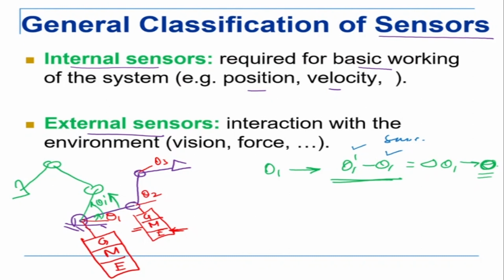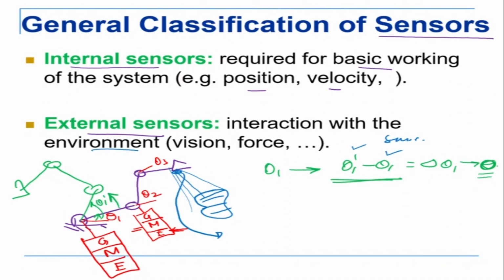External sensors are required for interaction with the environment. For example, if there is an obstacle here, I need some kind of sensor which is going to tell me the distance from the end effector to this obstacle, so that it can avoid the obstacle and go like that. These are for interaction with the environment and are called external sensors. They can be vision, distance, force, or torque. These are different kinds of external sensors.